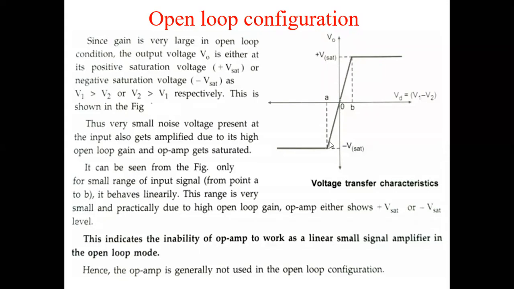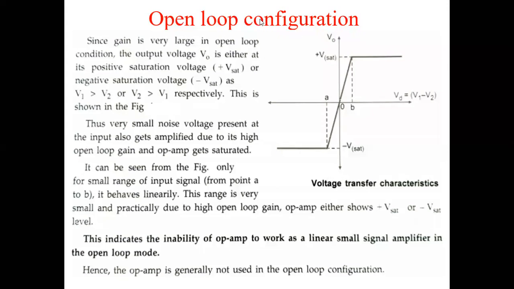In closed loop configuration, the gain is controlled and the op amp can be operated in the linear range. That is why we go for closed loop configuration for linear operations. If you want non-linear operations, then we can go for open loop configuration.